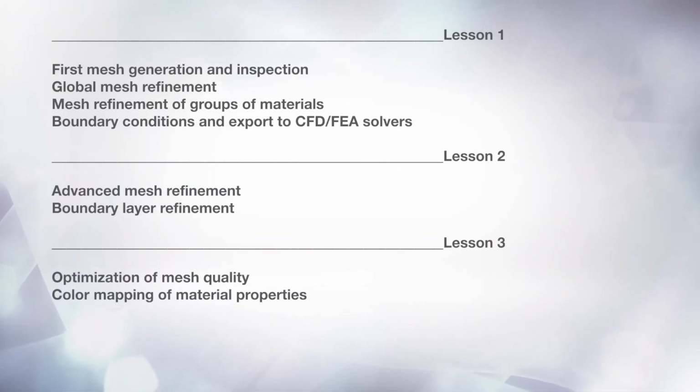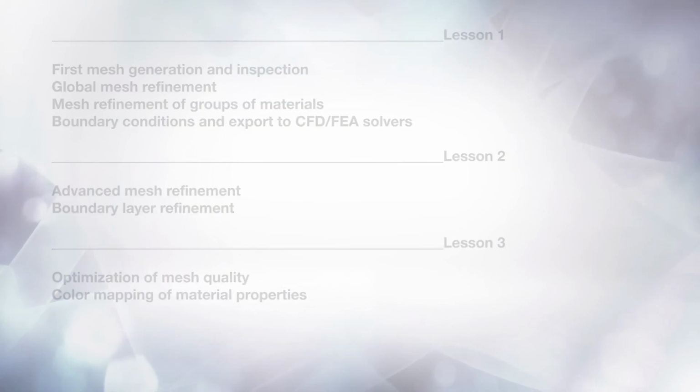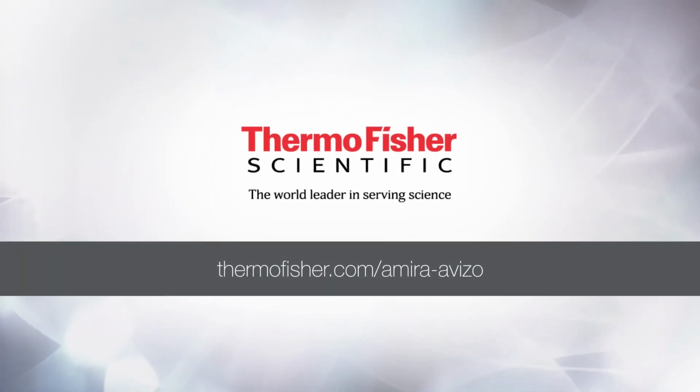To summarize, in this lesson and in the previous ones, you should have seen how to generate and inspect the mesh, perform a global mesh refinement, individually refine groups of materials, set the boundary conditions and export to finite elements analysis solvers, and perform an advanced mesh refinement, a boundary layer refinement, the optimization of mesh quality, and the color mapping of material properties.